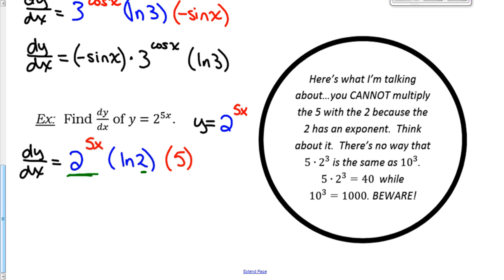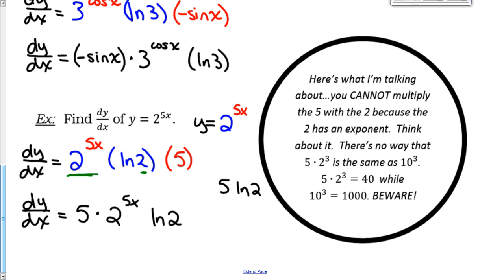Okay, and again, the 2 is being raised to the 5x. I'm only taking the natural log of 2, and then I have this 5. If I were to rewrite this, the only thing that I could do is I could write that as 5 times 2 raised to the 5x times the natural log of 2. There is one more thing that I could do, because 5 times the natural log of 2 is the same as the natural log of 2 raised to the 5th. But I don't think that's any more simple. So these two things are equal, but not necessary to actually use that rule right now in simplifying.